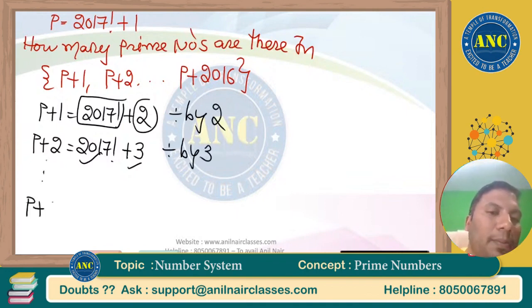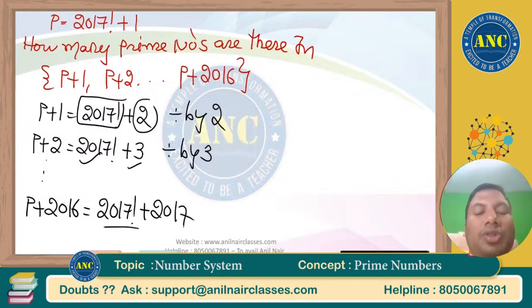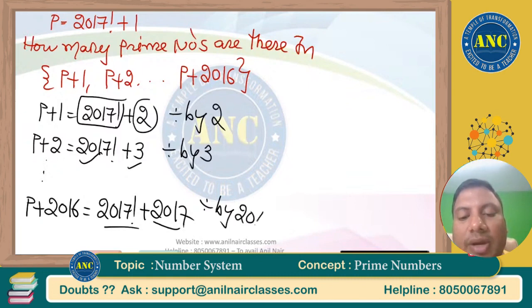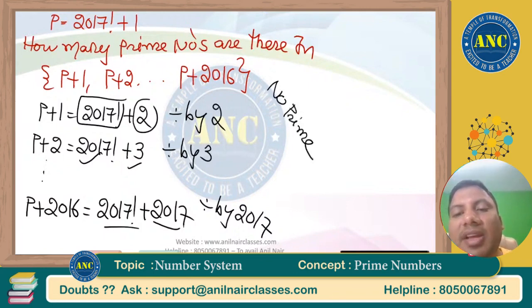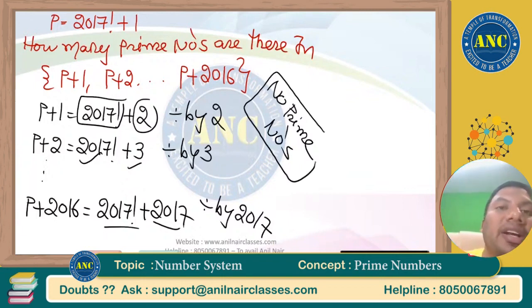And so on up to P plus 2016, it is 2017 factorial plus 2017, divisible by 2017. The answer is divisible by 2017. I hope it is clear. No prime numbers are there in the set. Exam model questions, very, very important. Different kinds of prime number questions. Divisible by 2, divisible by 3, divisible by 2017. No prime numbers are there in the set.